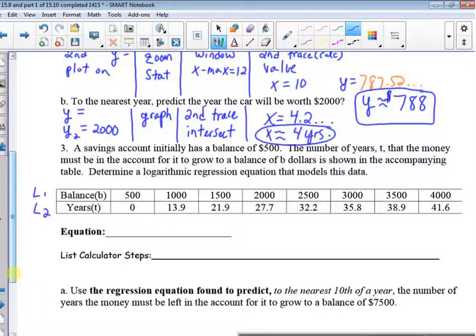A savings account initially has a balance of 500. So if we would put this into like a growth model, it would be A equals principal, so a balance of 500 would be the amount you'd put in for an x. And it would come out the number of years t that the money must be in the account for it to grow to a balance. Well, you'll see when we get there the equation. So first thing it says is determine the equation, so let's do that.